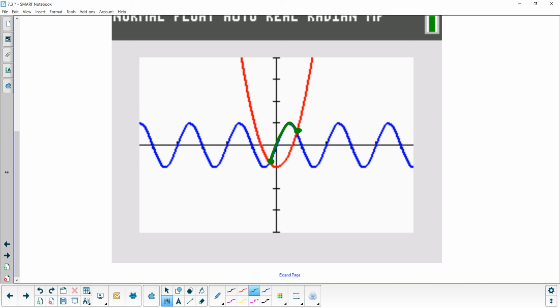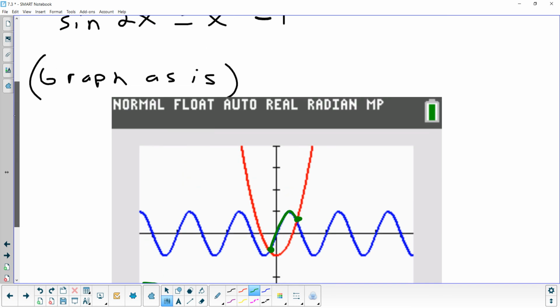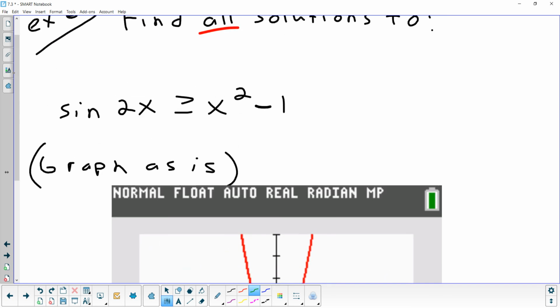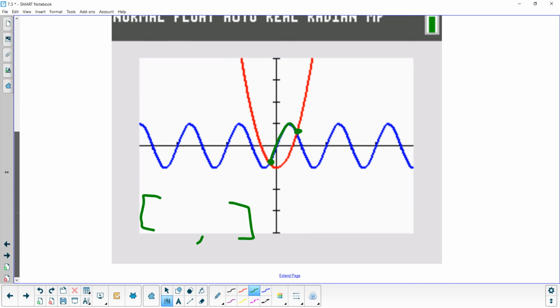Any question on that one? Or how you would do it from here? Just calculate these two intersections. Why would I be able to use a bracket on this one? Yeah? It's above or equal. Yeah, because it's greater than or equal to.